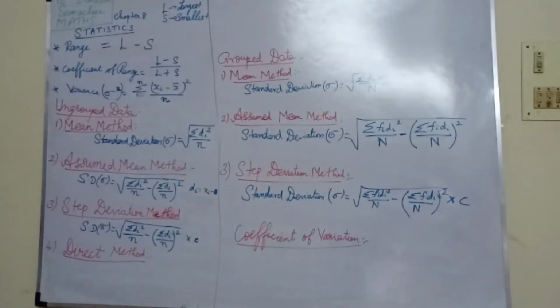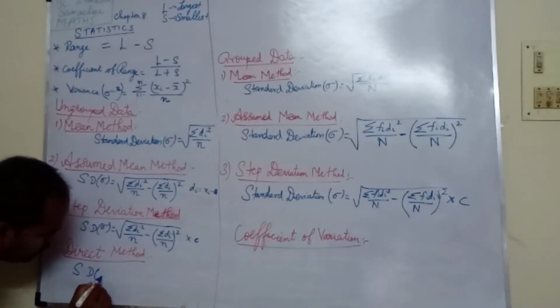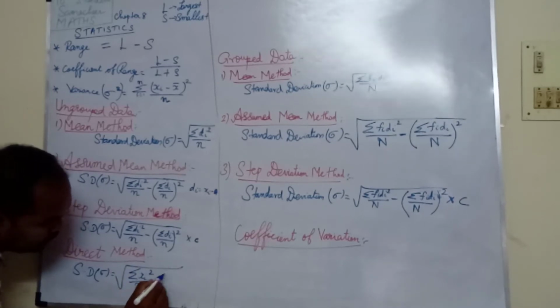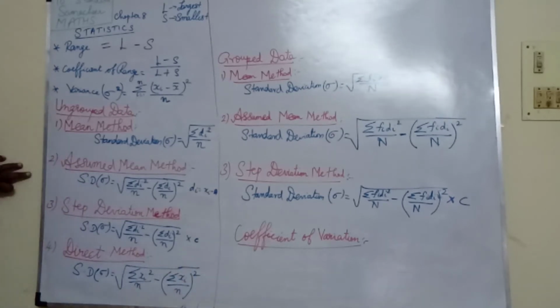Next one, direct method. What are we going to write? The direct method is sigma xi square by N minus sigma xi by N whole square.